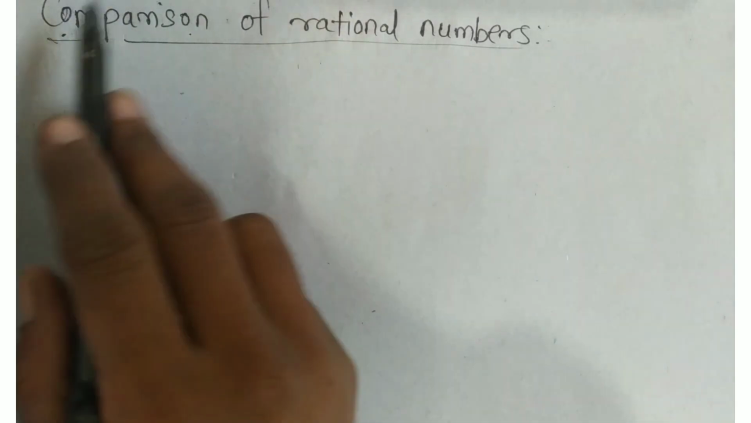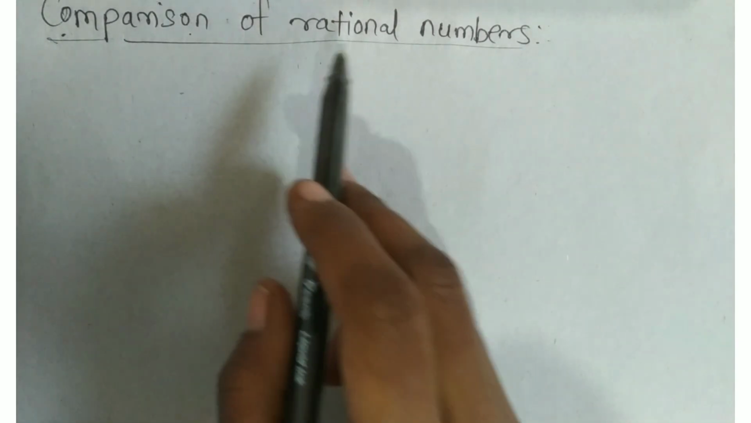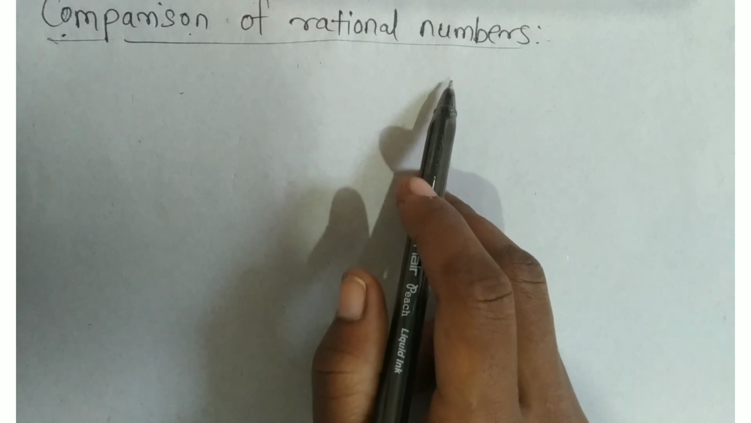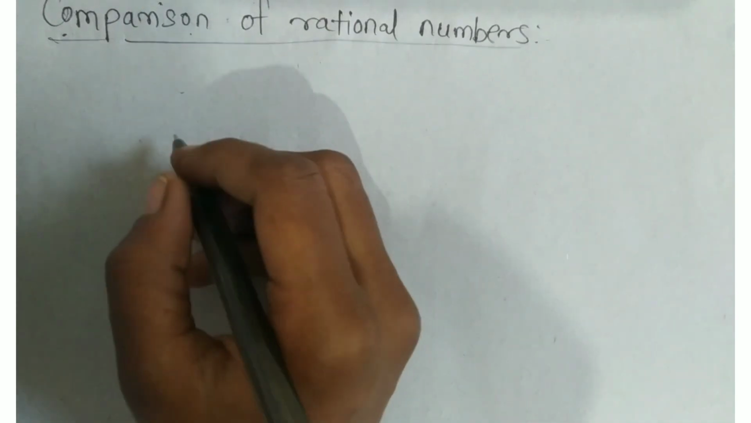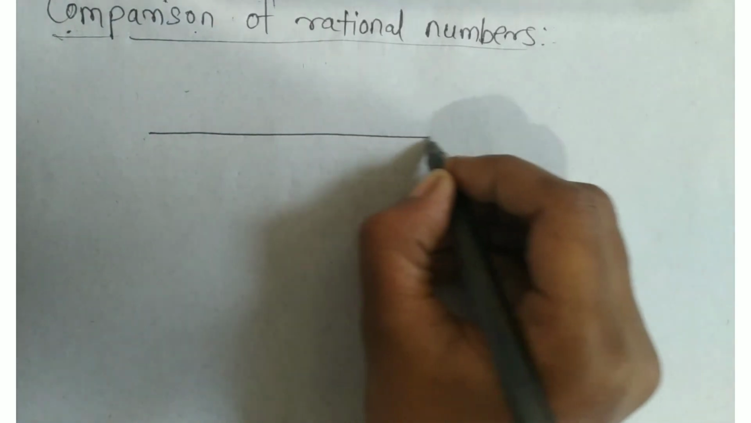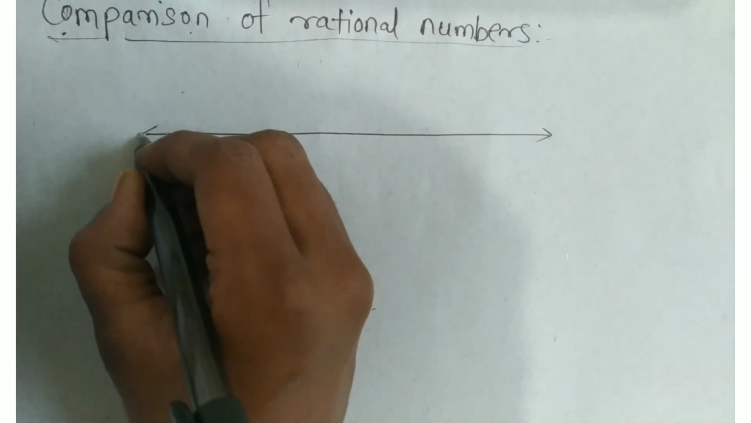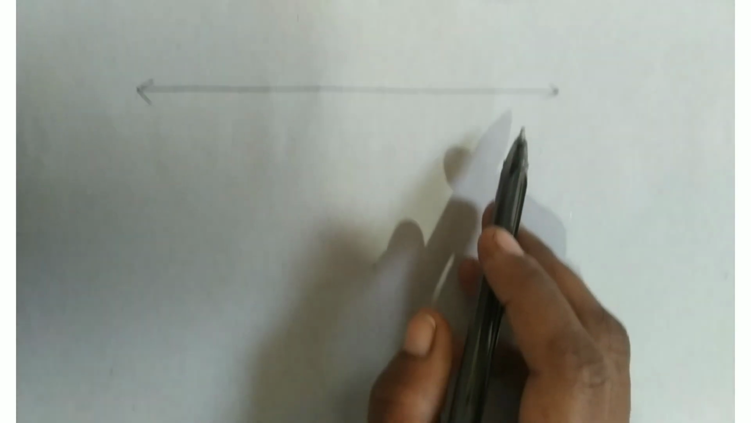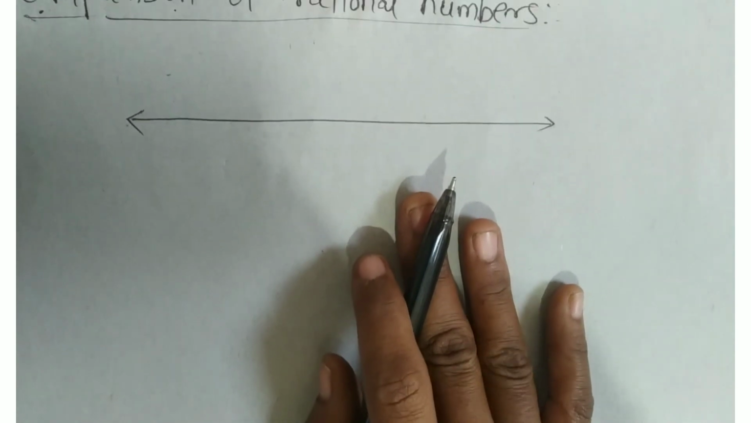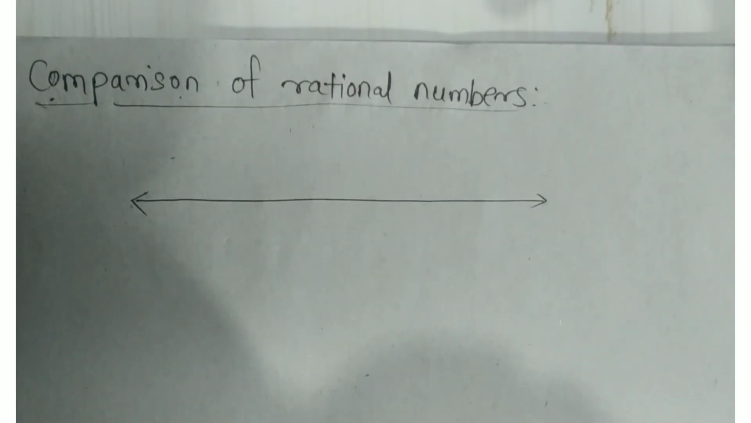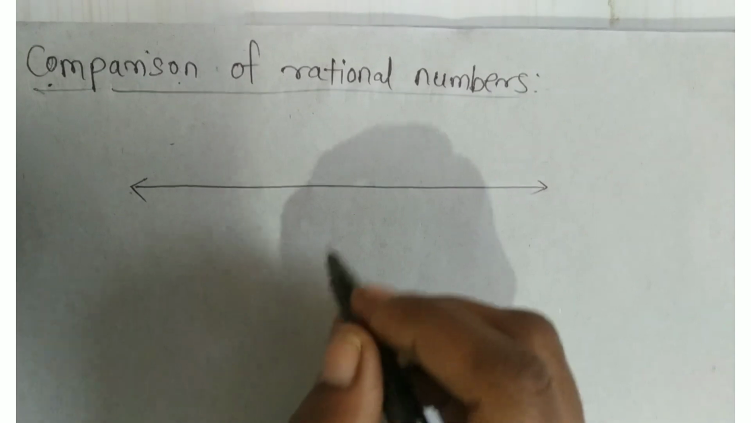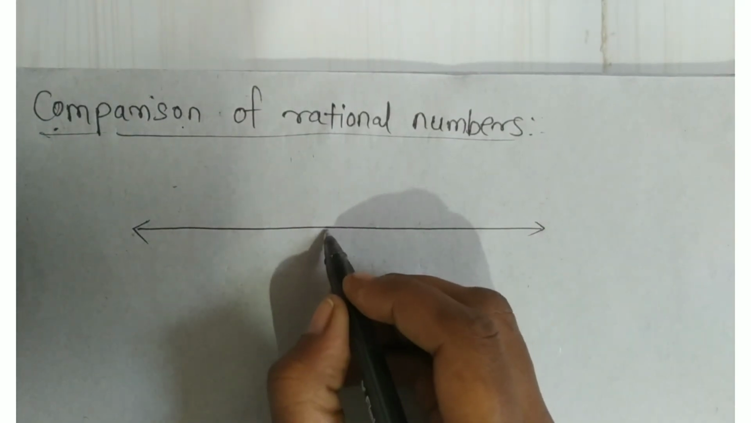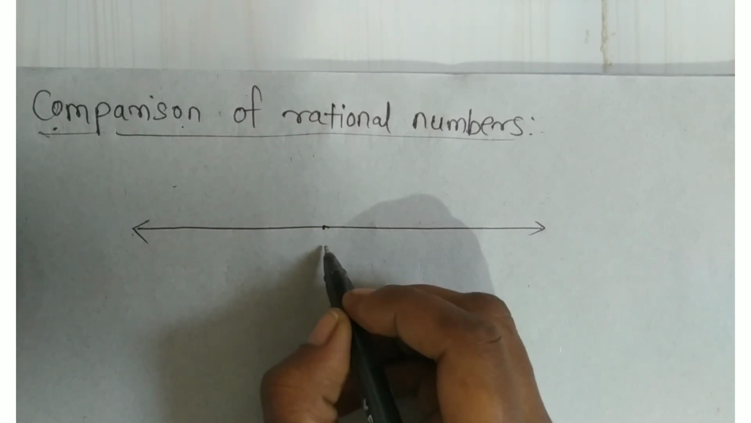To understand the concept of comparison of rational numbers, we will draw a number line. Now, this is a line. First, we will locate 0 on the line.